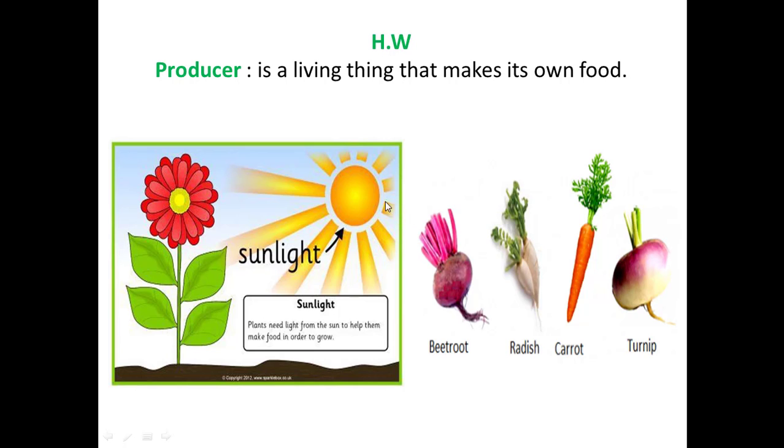And we say plants can make their own food and store some food in the root or stem or the leaves, like beetroot, radish, and carrot. These types of plants store food in the root. So producer is a living thing that makes its own food.